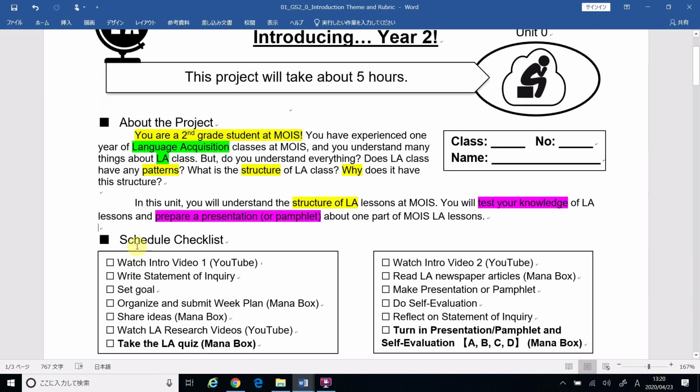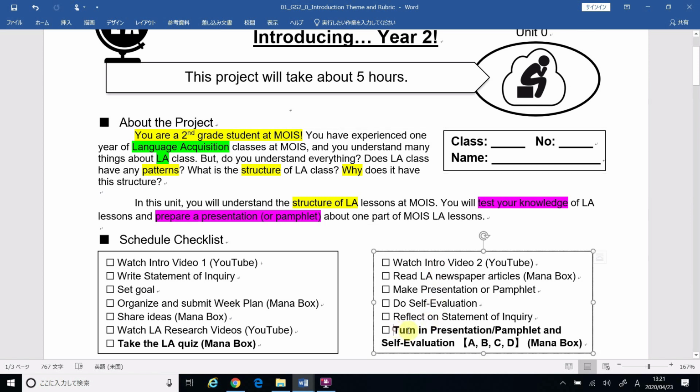So, if we look at this schedule checklist right here, this video will focus on this part. So you will test your knowledge. That's right here. There's a LA or language acquisition quiz on Manabox. Okay, so that's the first part. And the second part, it says here, I will prepare a presentation on the computer or a pamphlet. So I could do the presentation or a pamphlet on the computer, or I could do a presentation using paper, or I could make a pamphlet using paper. So computer or paper, both are okay.